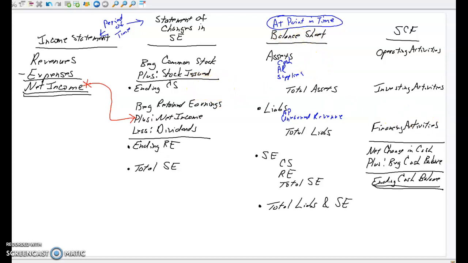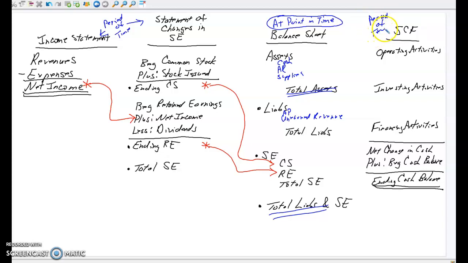So here again, the reason it's the third statement we prepare is we get the updated common stock and retained earnings balances, and those will move forward to the balance sheet. So I take that number and put it in there, and I take that number and put it in there. Okay, so then my total assets will equal my total liabilities and stockholders' equity. That's our balance sheet. The fourth statement also covers a period of time.